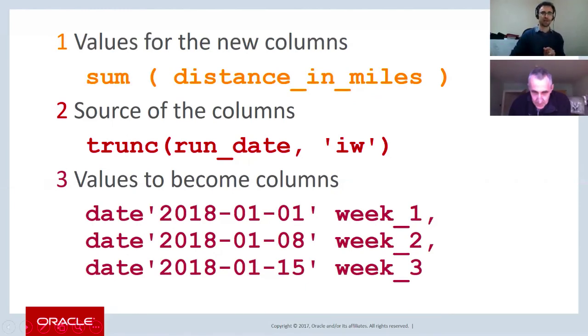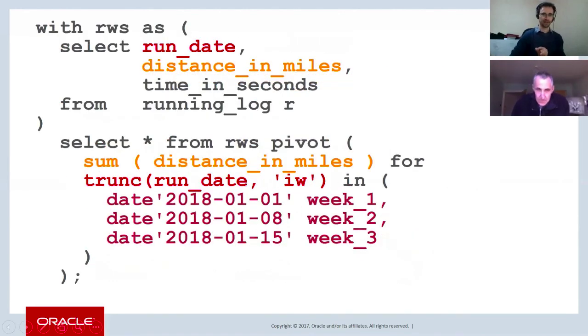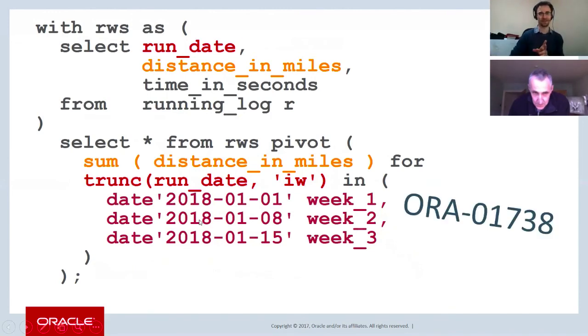Let's put that into a SQL query, and that would look a little bit like this. So we've got the sum of the distance for the ISO week, and we've got our dates in here. So this all looks great, but there's a problem. We're going to run it, and we're going to run into a lovely ORA error. Why? Well, you can't actually use an expression in this second part of the pivot clause here. It has to be an identifier. So it has to be an actual column. So what we need to do is take this trunc expression and move it up into our subquery here.